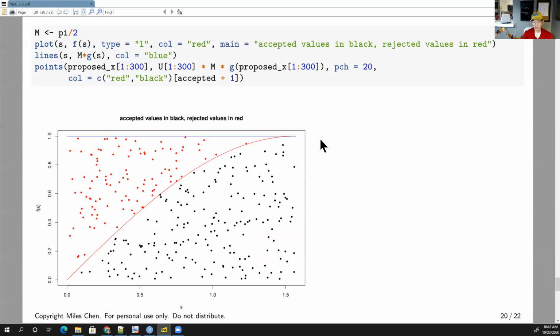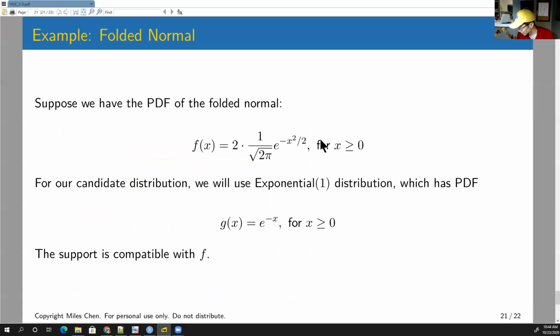Is this so far okay? All right, so this last one, for whatever reason, I couldn't get these slides to knit. So this time, we're not going to use a uniform proposal. We're going to have an exponential proposal. So here I'm going to do the folded normal. We saw the folded normal earlier, but it's basically just the positive half of the normal distribution.